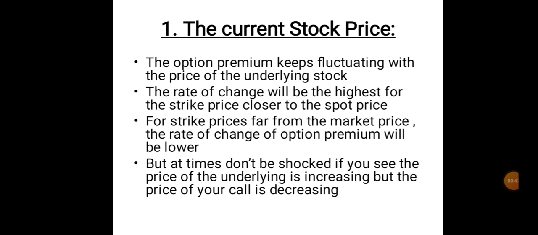The current stock price is the price prevailing in the market, based upon which the future price will be determined. That is why the option premium keeps fluctuating with the price of the underlying stock. The rate of change will be highest for the strike price closer to the spot price. For strike prices far from the market price, the rate of change of option premium will be lower.